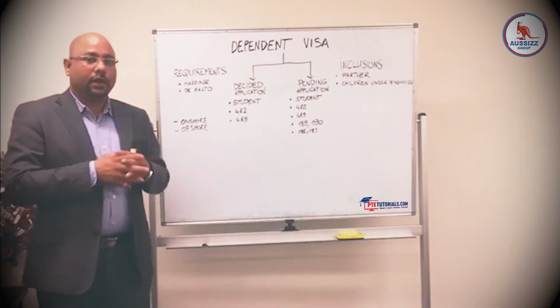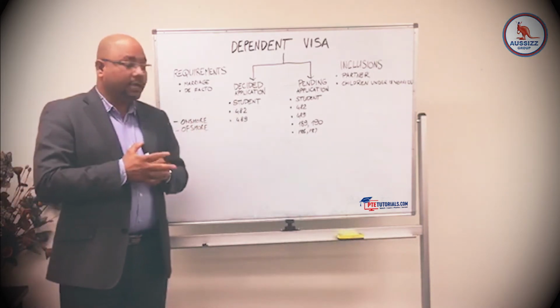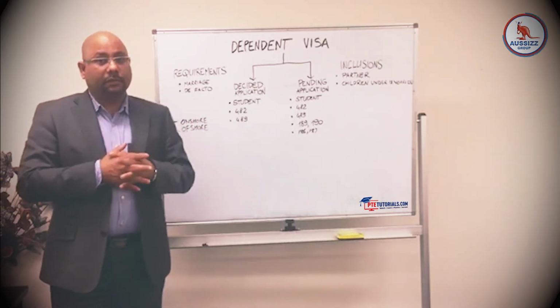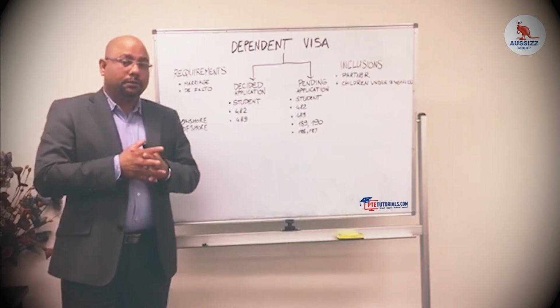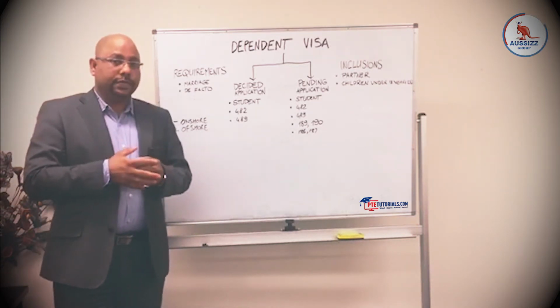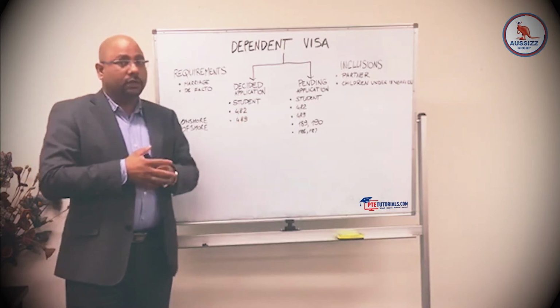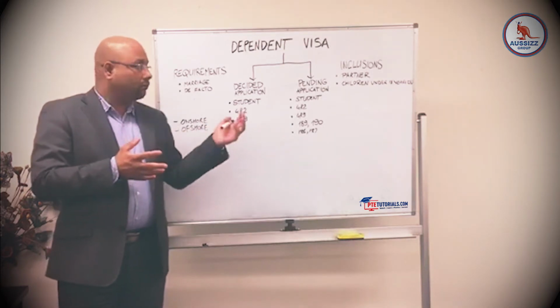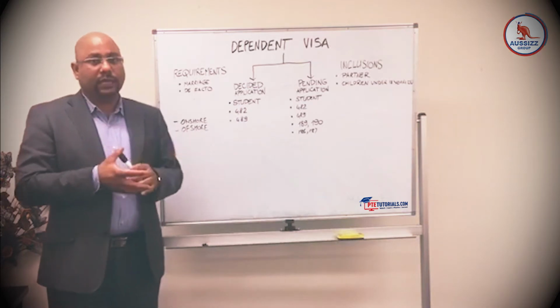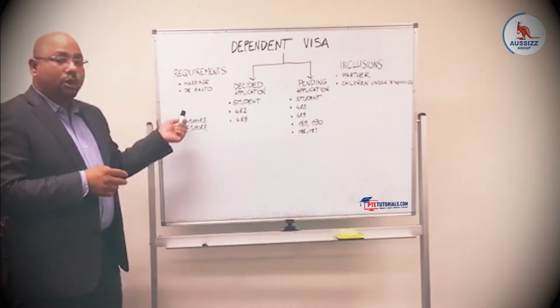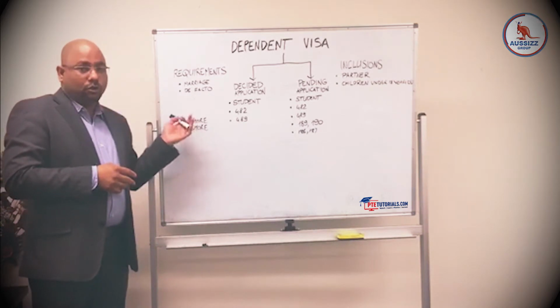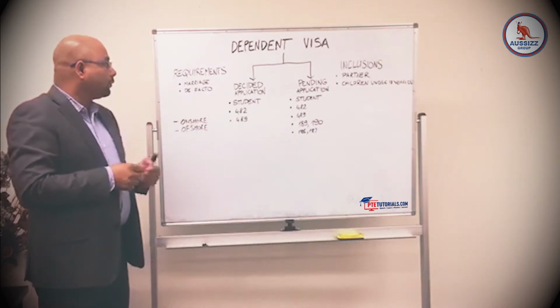Children means that if they are less than 18 years old, then they can be included in the dependent visa. If a child is over 18 years old, then they need to lodge their independent visa. For example, for a student visa, he needs to lodge his own student visa. Dependent visas can be lodged onshore or offshore.